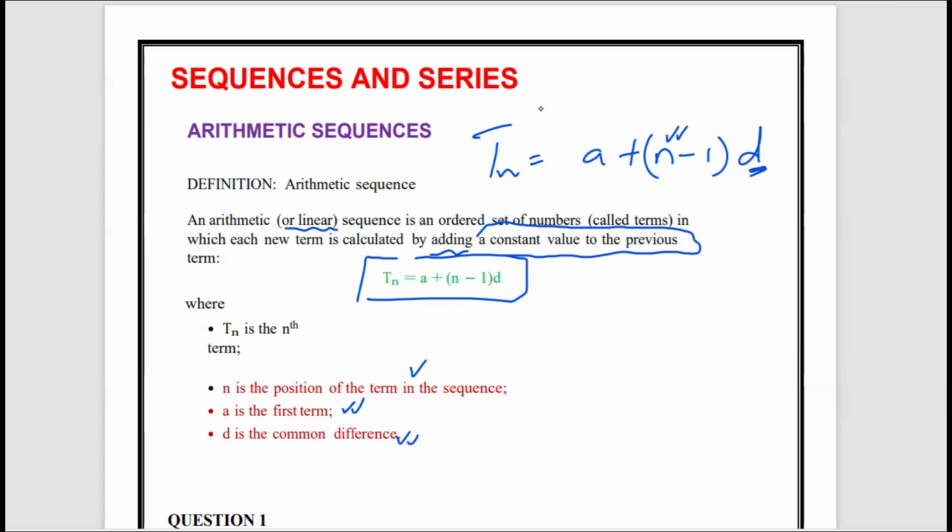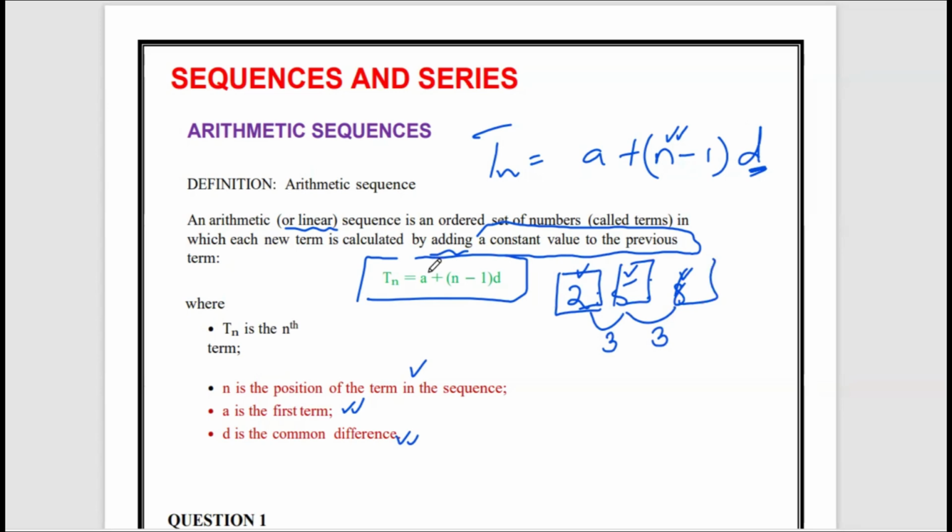Now remember, in any sort of sequence, let's say we have 2, we have 5, and then we have 8, and so on. For as long as we have a constant difference between consecutive terms, this would be an arithmetic or a linear sequence. Every number within the sequence is what we call a term: first term, second term, third term, and so on and so forth.